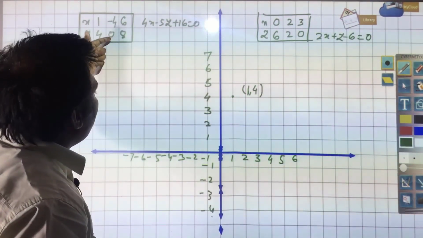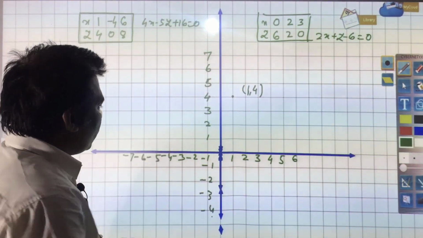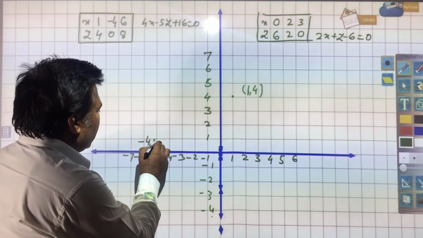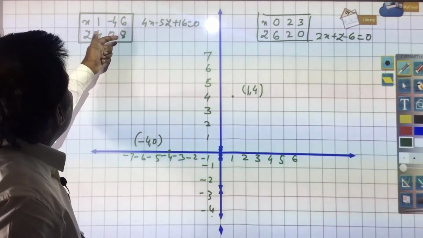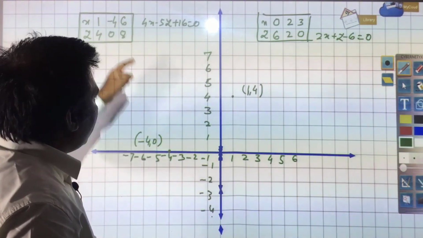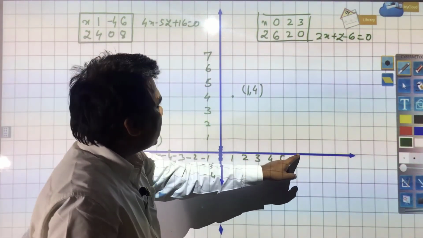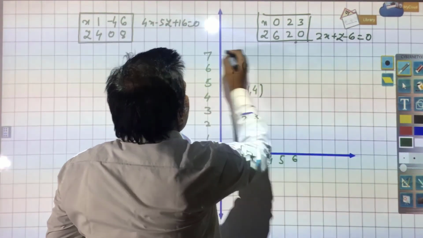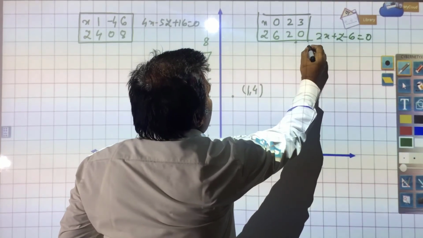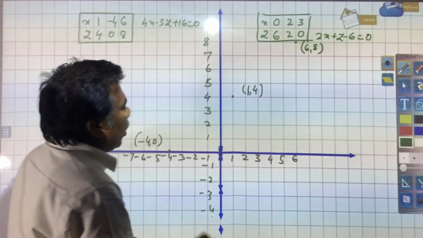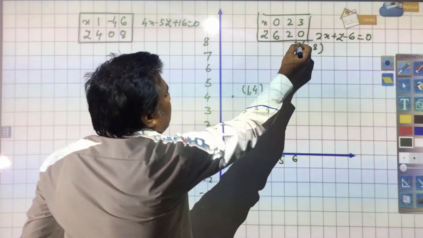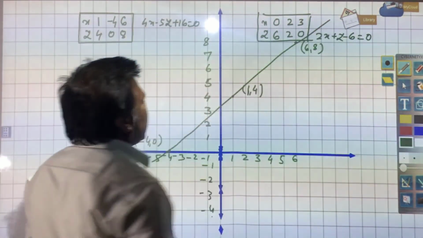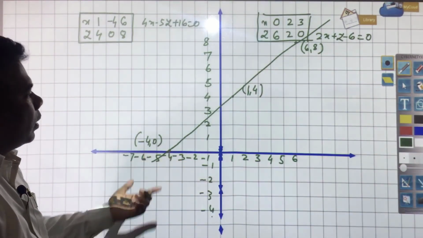Second you have minus 4 and 0. So, minus 4 you have this one and 0, so this is your intersecting point minus 4 and 0. Third coordinates you have 6 and 8. Here you have x 6 and y 8 you will have over here. Now, you need to join these points by the use of a scale.